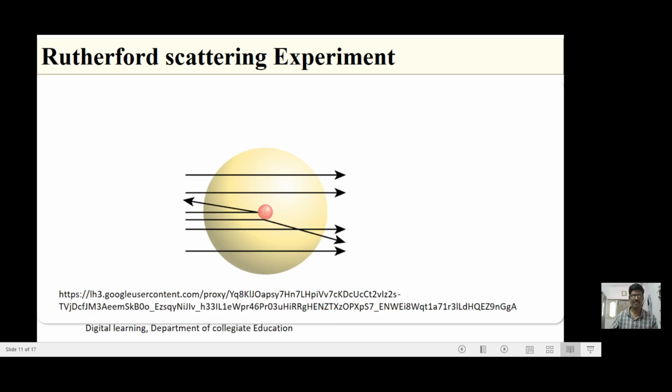Rutherford scattering experiments. This also indicates the scattering of alpha particles. Some rays will be reflected back, some rays will go straight, and some rays will be deflected above 90 degrees and some below 90 degrees.